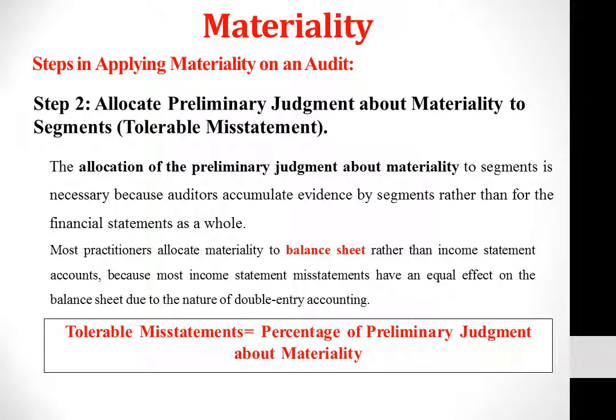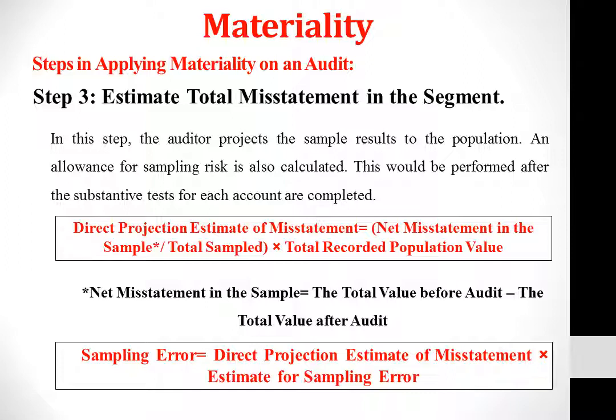Step 3: we are making an estimate of total misstatement in the segment. In step 1 we set primary judgment about materiality. In step 2 we make an allocation of primary judgment about materiality to every account balance. We said we are going to use it for balance sheet accounts. In step 3, we are going to estimate total misstatement in the segment. So in step 1 we determined the primary judgment of materiality, the initial estimate of materiality. In step 2 we started to determine each segment's share of the primary judgment of materiality. In step 3 we estimate total misstatement in the segment.